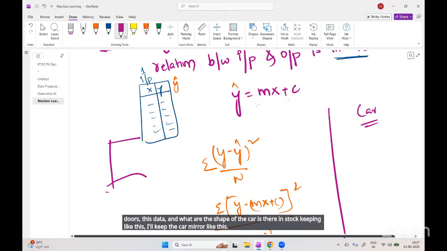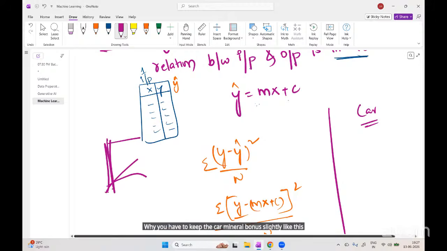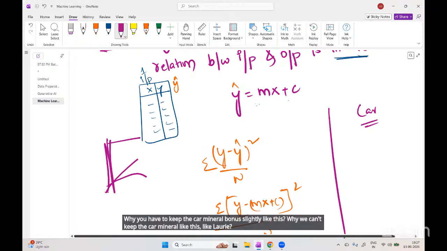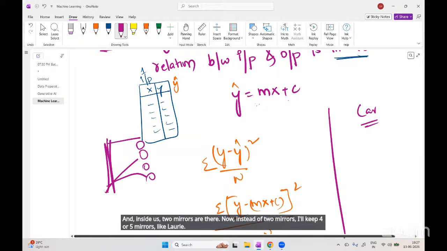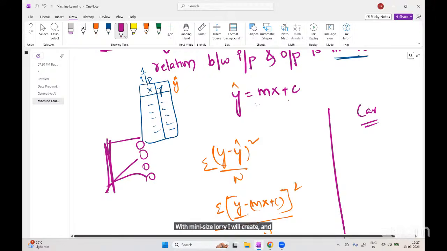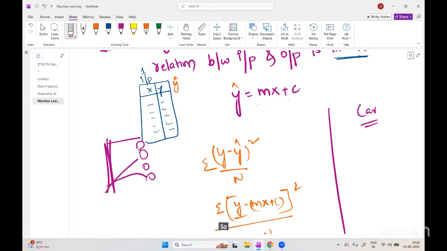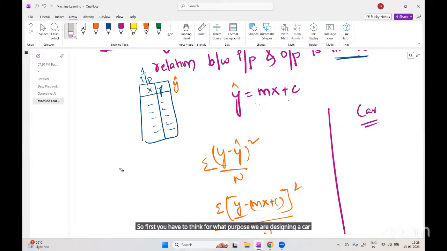Why do you have to keep the car mirror only slightly like this? Why can't we keep the car mirror like this, like lorries and buses, where everyone has it straight? Why do only cars have it like this? We can keep it like this also, no? I will start like that then. I will start designing my car with a straight mirror, and inside 2 mirrors are there. Now, instead of 2 mirrors, I'll keep 4 or 5 mirrors like a lorry. Means I will create a mini-size lorry and call it a car. This is also a design only, no? So first you have to think: for what purpose are we designing a car? Purpose.